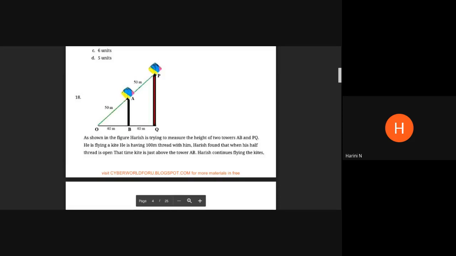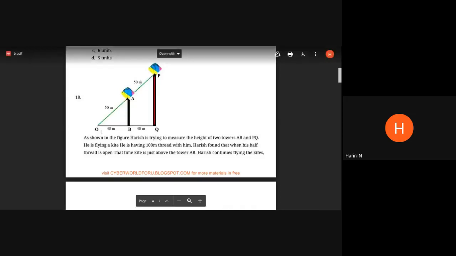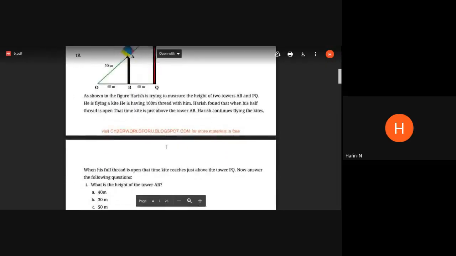See, when you see such a diagram where you have two triangles with a common vertex, and then there are some ratios or some portions given to you. You have OA marked as 50, AP marked as 50, OB marked as 40, and again BQ marked as 40. Which content do you think is getting revised here? BPT. Theorem. Is it BPT or is it something to do with heights and distance?